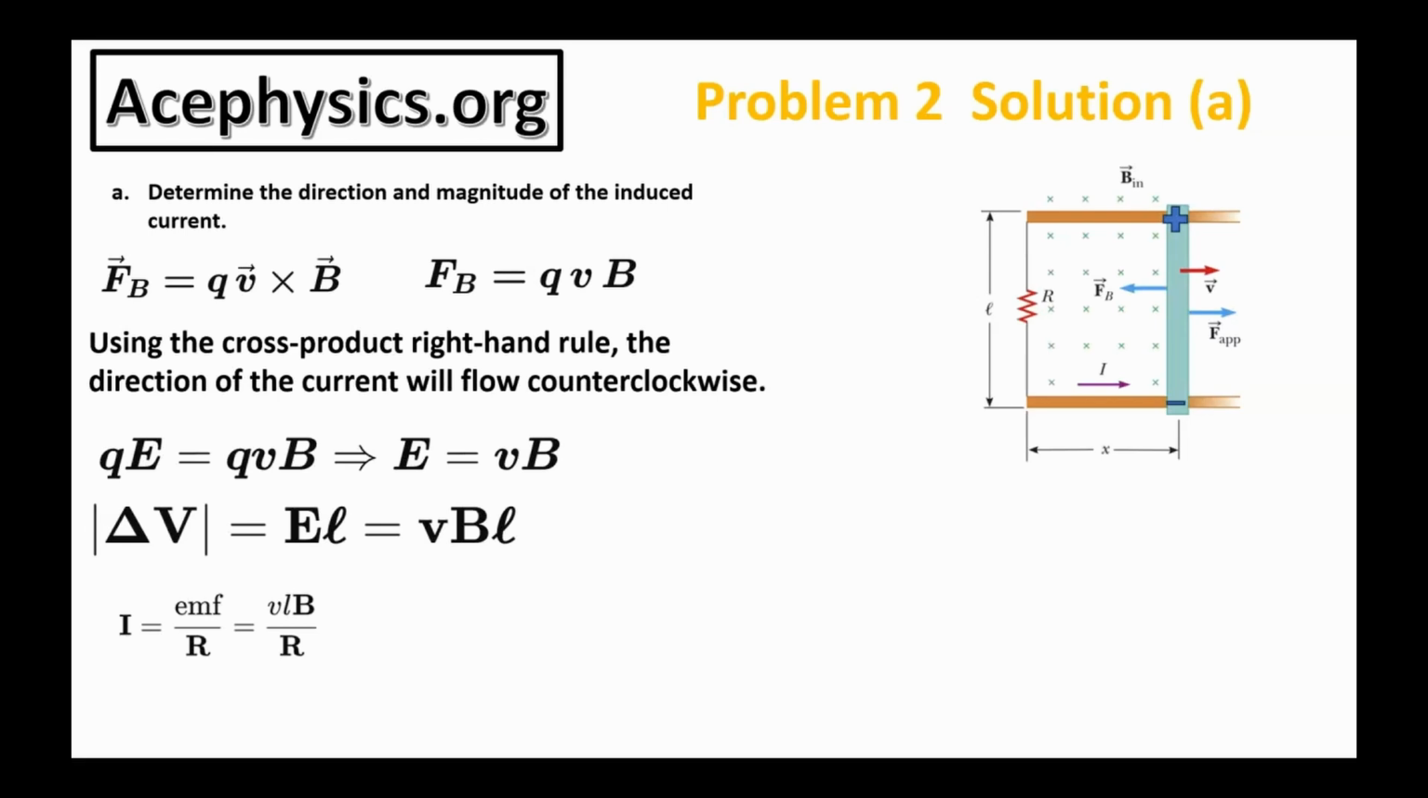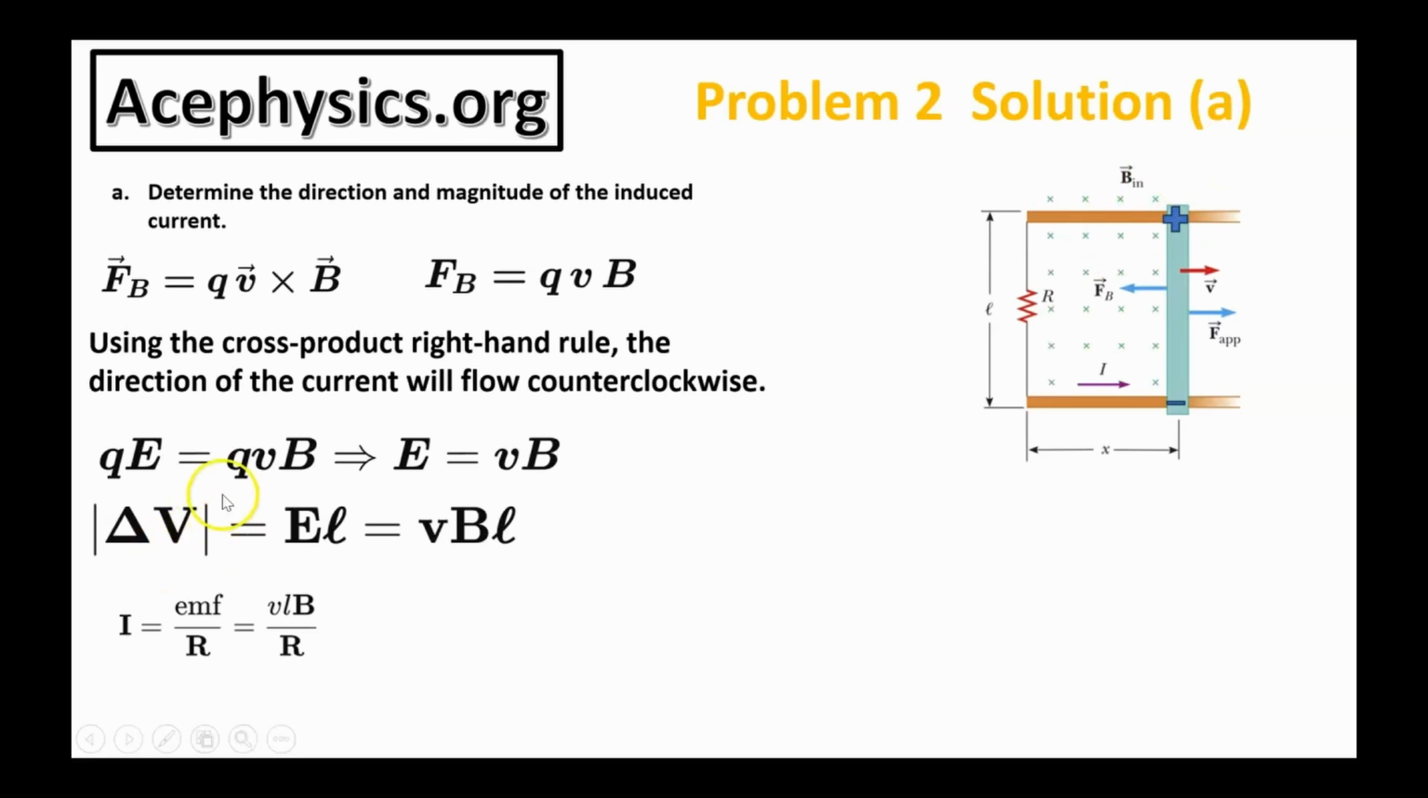The metal bar, and thus the charges in it, move to the right while the magnetic field points into the page. Applying the cross product right-hand rule, the force on the positive charges is directed upward, indicating a counterclockwise current flow. Ohm's law tells us that current is equal to voltage divided by resistance. In this case, the voltage is the EMF, the motional EMF, produced by the work done by the Lorentz force.